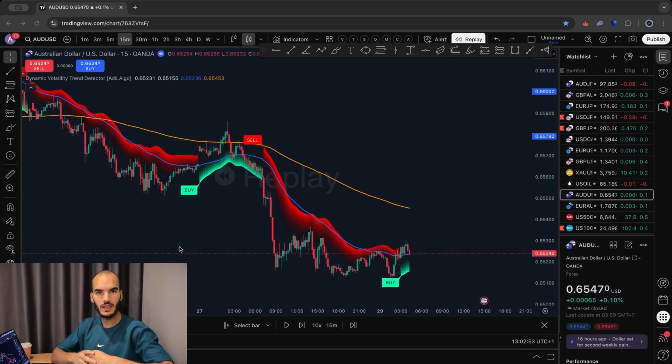And that's the power of this strategy. It keeps things simple, but what really makes the difference is the dynamic volatility trend detector indicator. It removes the confusion, gives you clean setups, and helps you trade with confidence.